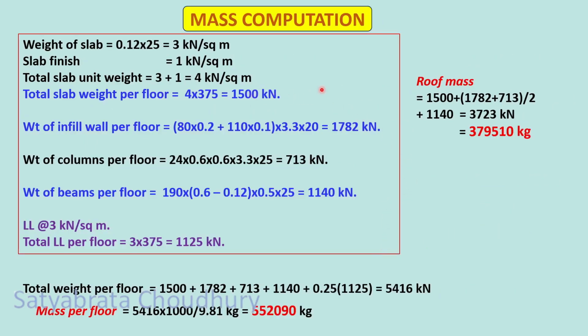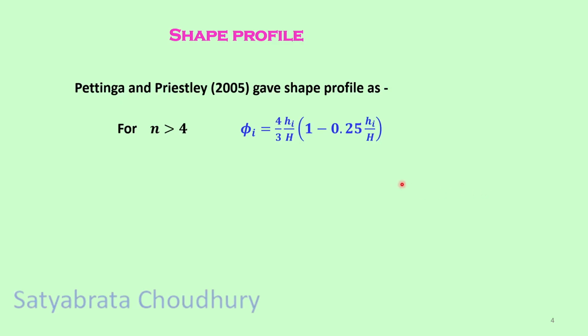So we compute the mass as we did in the last video. Find out all the weights and from the weights we calculate the mass. So we get that the mass per floor is 552090 kg, and mass in the roof is 379510 kg. Now we can calculate the relevant parameters like equivalent single degree of freedom system properties.